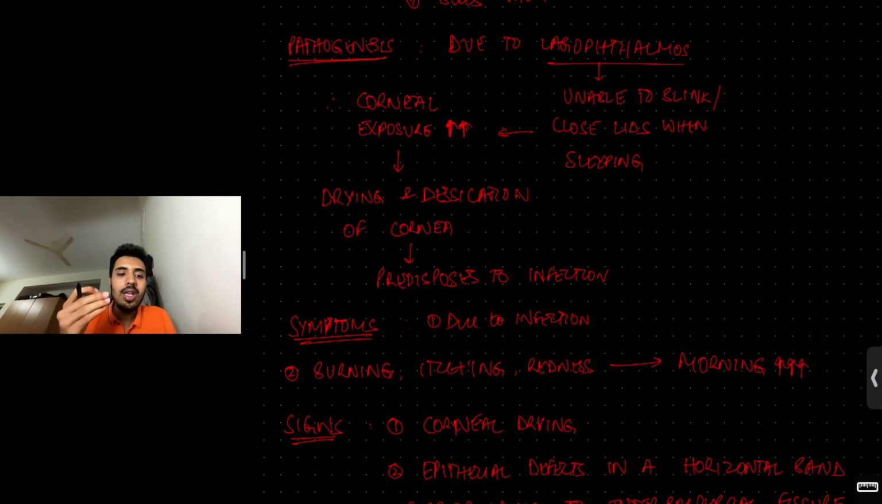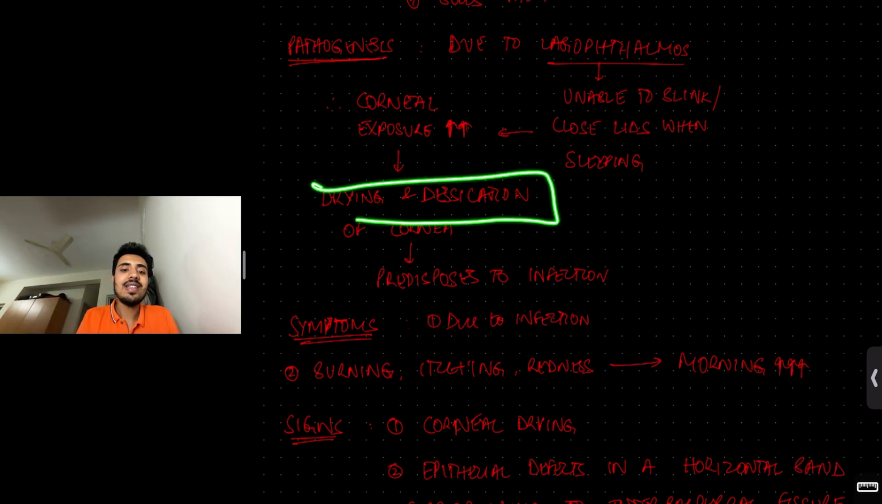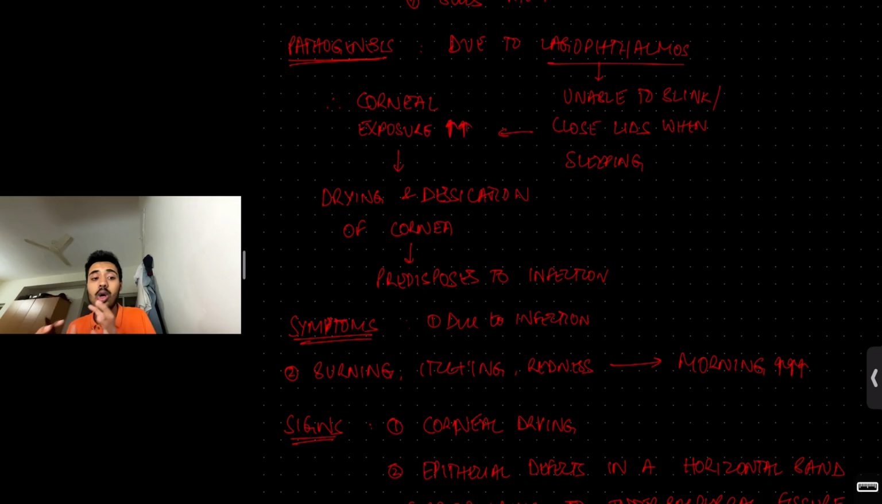So when the cornea is not moist, what happens? The cornea gets dried up, right? So in lagophthalmos, the patient is not able to close their eyelids. So the cornea is completely exposed to the drying effects of air. So this causes drying and desiccation of the cornea. And when there is corneal xerosis, we know that it is a risk factor for bacterial ulcer. So secondary infections can happen leading to corneal ulcer.